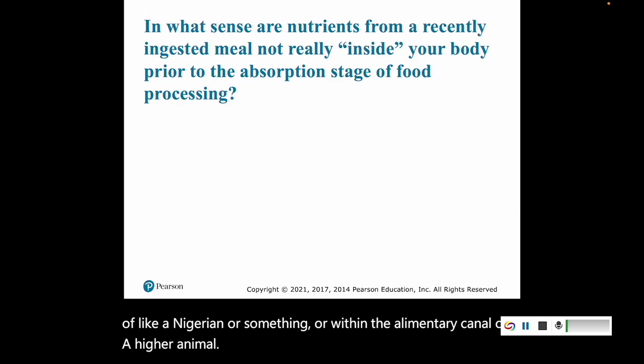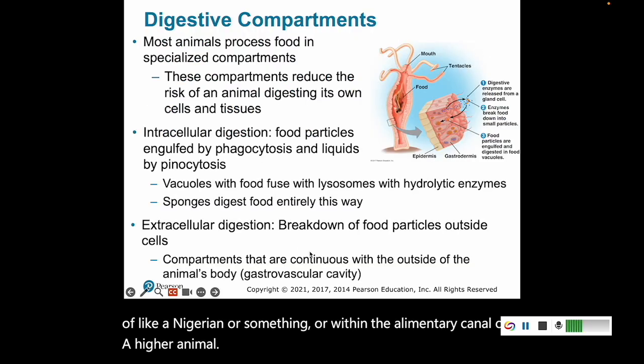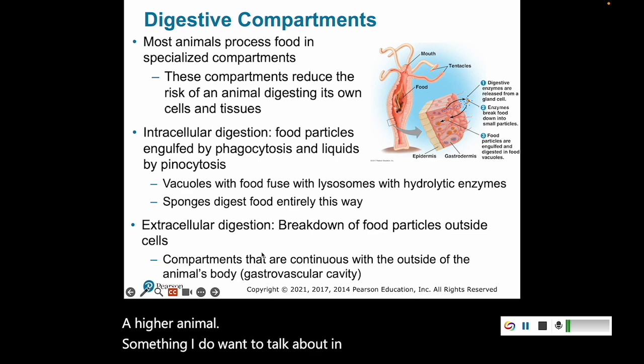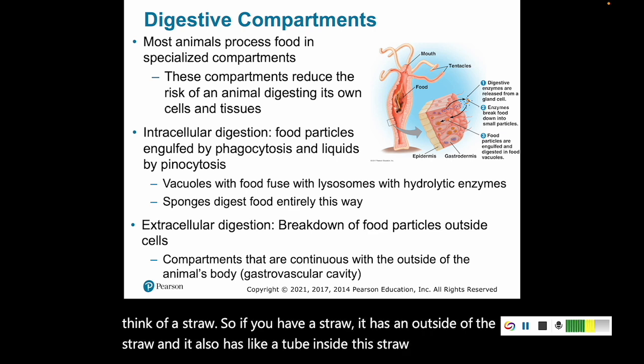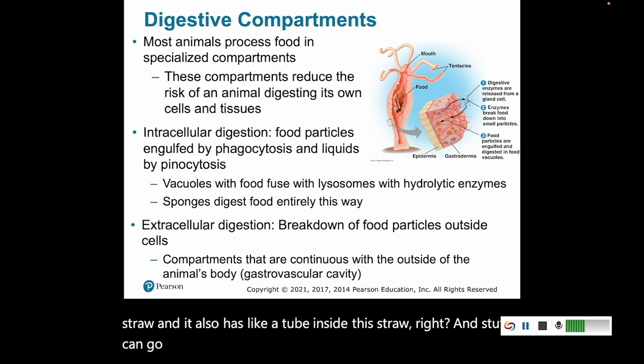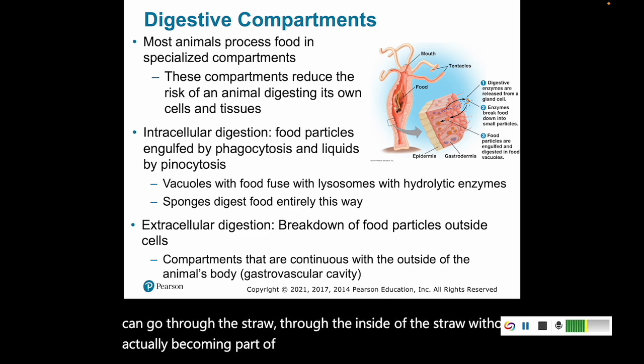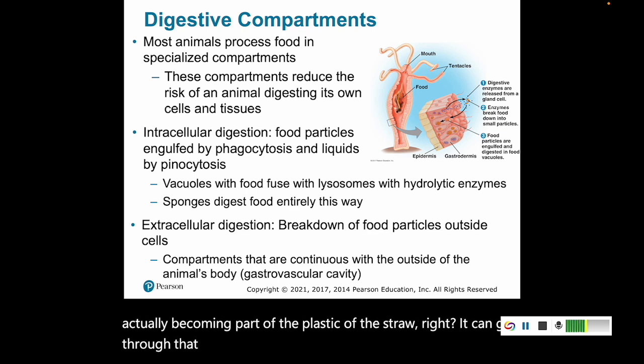Oh, something I do want to talk about in this digestion. I want you to think of a straw. If you have a straw, it has an outside of the straw and also a tube inside the straw, right? Stuff can go through the inside of the straw without actually becoming part of the plastic of the straw, right? It can go through that canal without becoming part of the straw.